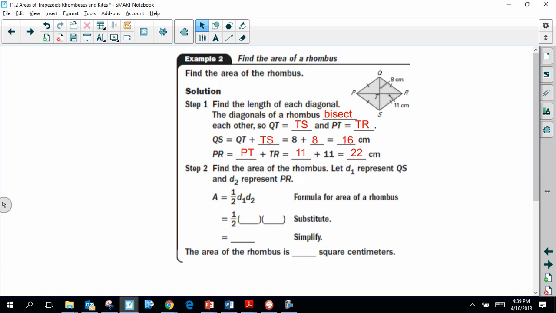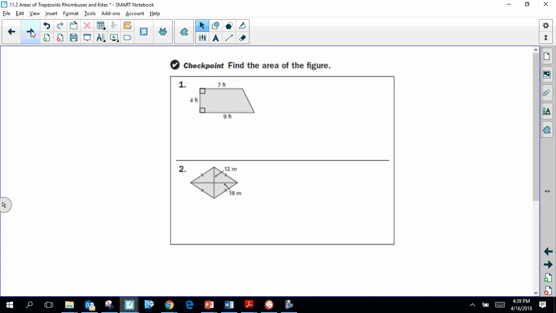So now that we know the lengths of the diagonals, we can substitute them into the equation. So 16 for one diagonal, 22 for the other diagonal. And from there, it's just very simple arithmetic. Use your calculator, and we get 176 centimeters squared for the area of the rhombus.